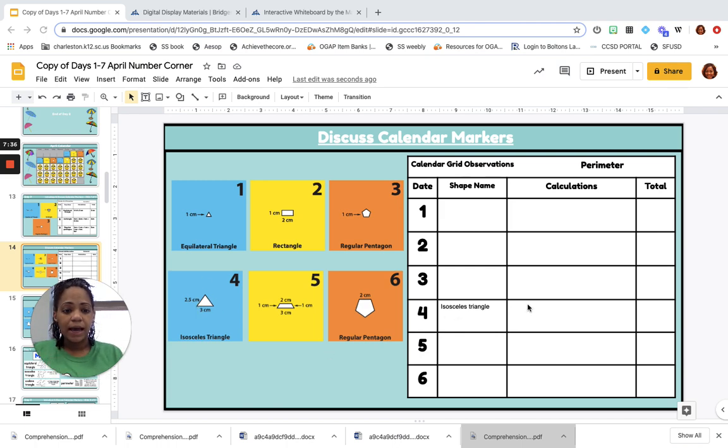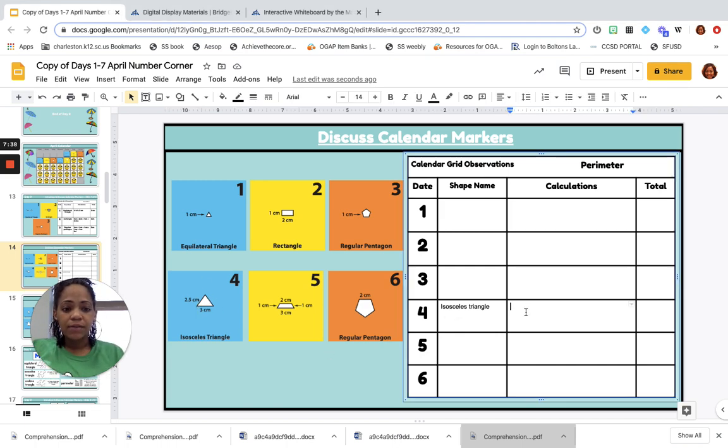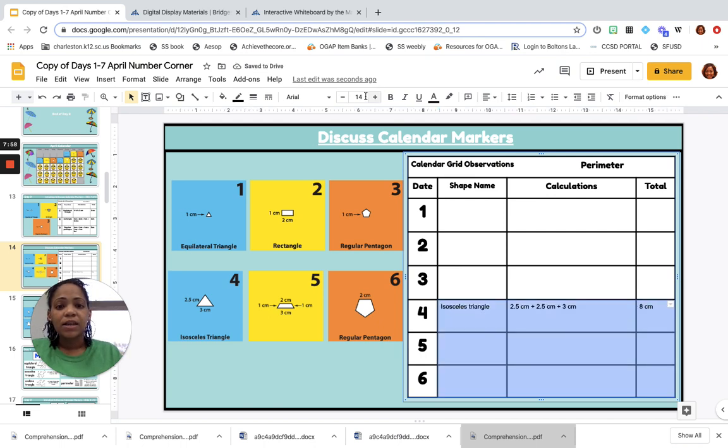So that means I have 2.5 centimeters plus 2.5 centimeters plus my 3 centimeters on the bottom, which is how many centimeters? Yes, it is 8 centimeters. 2.5 plus 2.5 is 5. And then I have 5 plus 3.